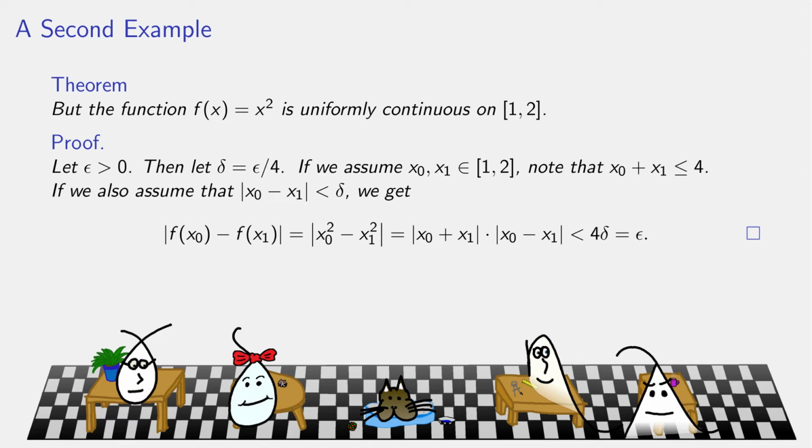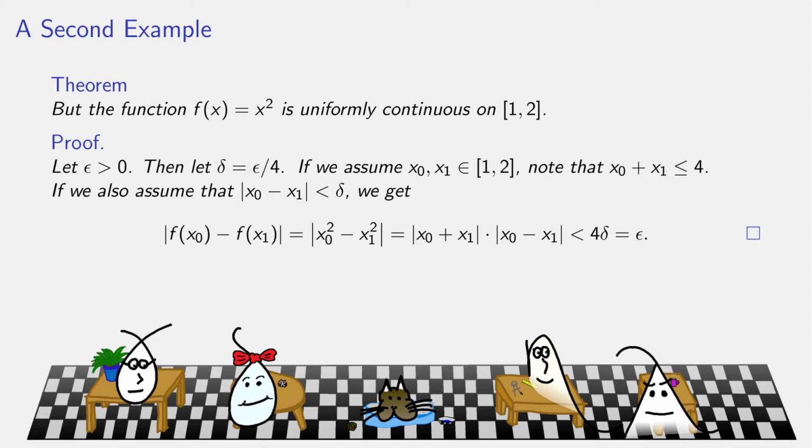So what happens when I look at f of x0 minus f of x1? That's x0 squared minus x1 squared, which can be factored as x0 plus x1 times x0 minus x1. Well, x0 plus x1 can't be any bigger than 4, and x0 minus x1 was assumed to be less than delta. And what's 4 delta? Epsilon. So as long as x0 and x1 are delta close in the domain, then f of x0 and f of x1 are epsilon close in the range.